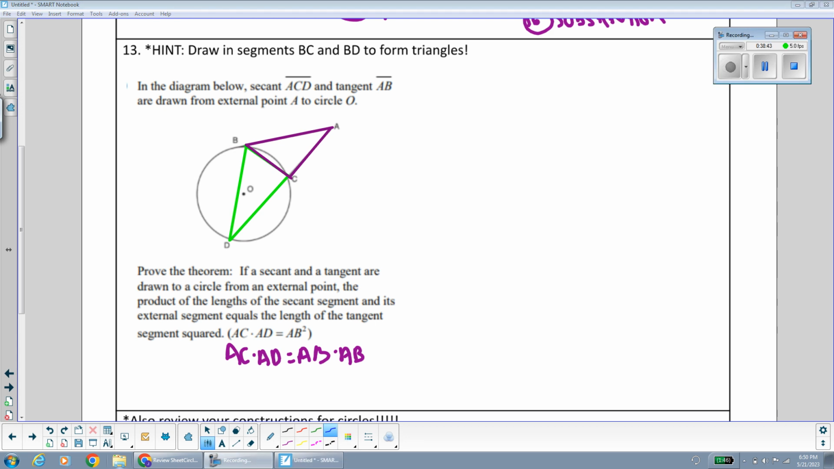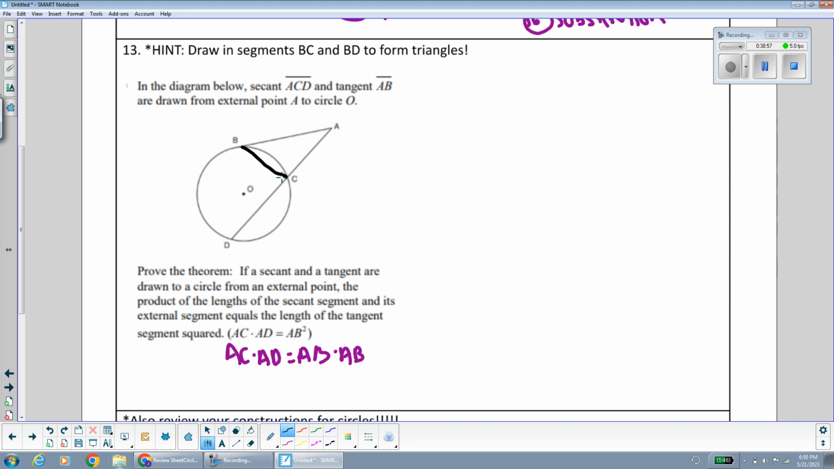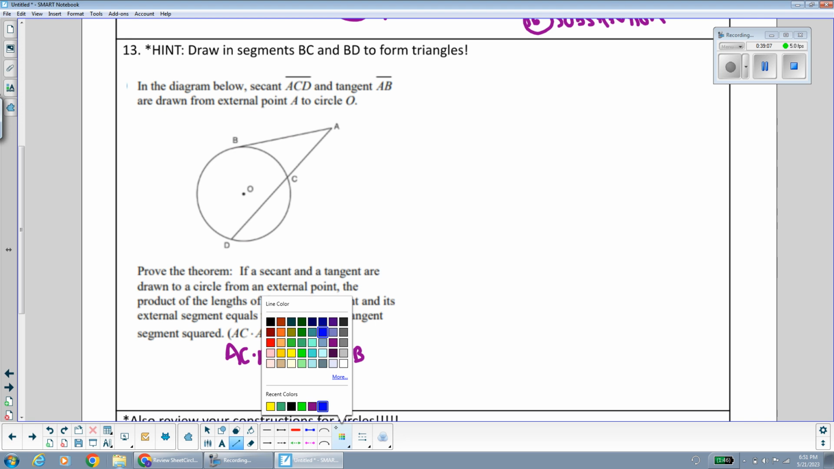My bad, I didn't look at the proof statement. Let me backtrack here because I don't know what triangles I'm focusing on. So let me use black to draw in the segments. I wanted to use the line. The line doesn't want to work now. Here's the line. There we go.